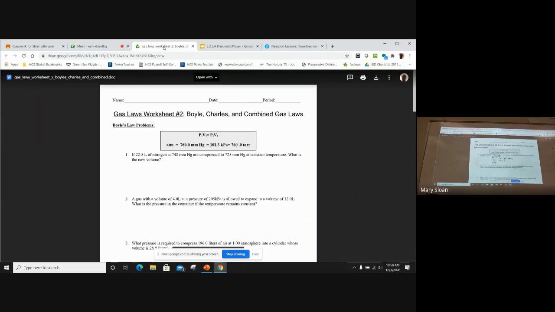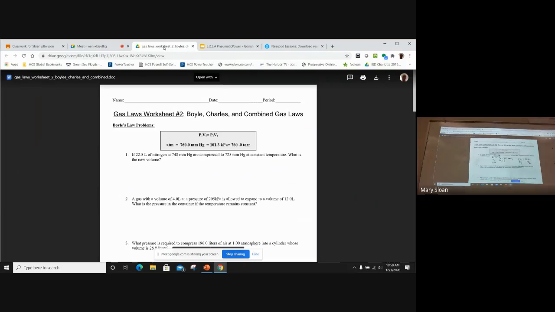Can't you just multiply 22.5? Yes, ma'am, you can. So if this is my equation, P1 V1 equals P2 V2, and I'm looking for V2, does it make sense if I divide P2 from both sides? There's my formula. So my formula for this equation is P1 V1 divided by P2.